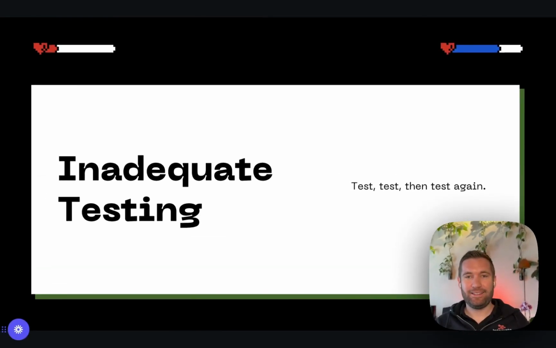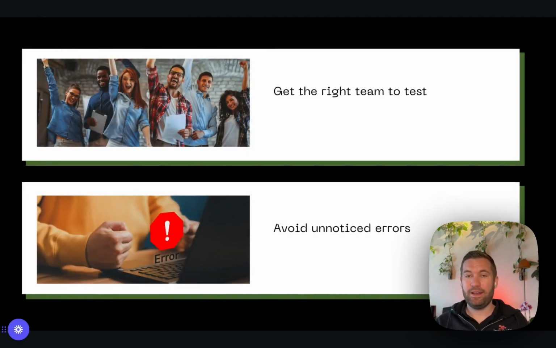Inadequate testing. This is a big one. Test, and test again. Why is testing important? Well, because it gets input from different people that are going to be involved in the project. And I think it's very important to get the right team to test. And oftentimes multiple teams to test.